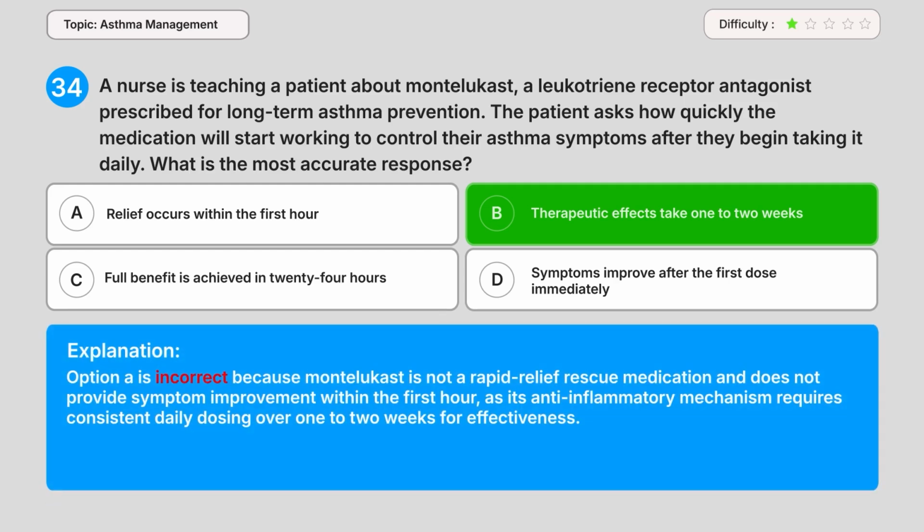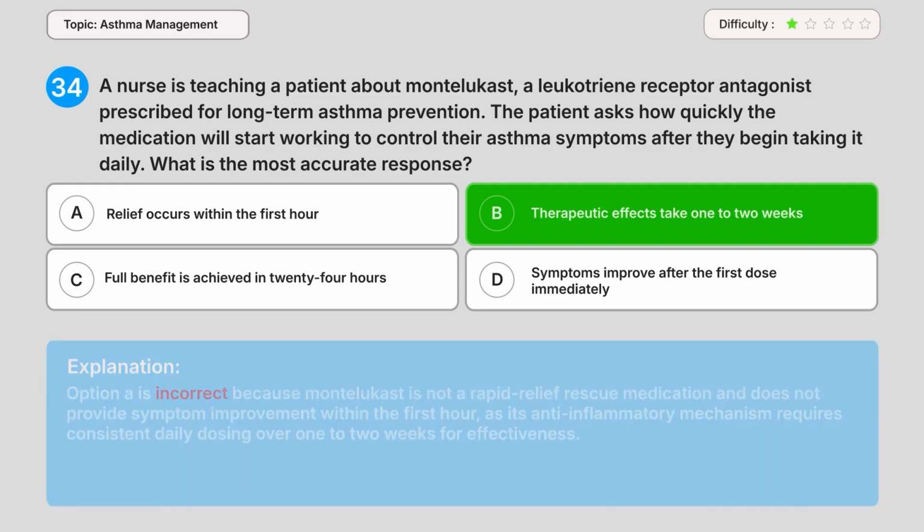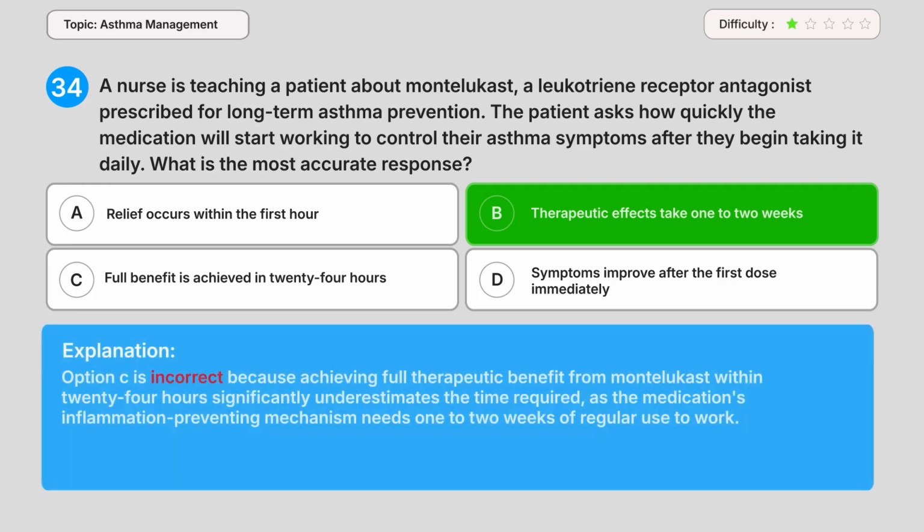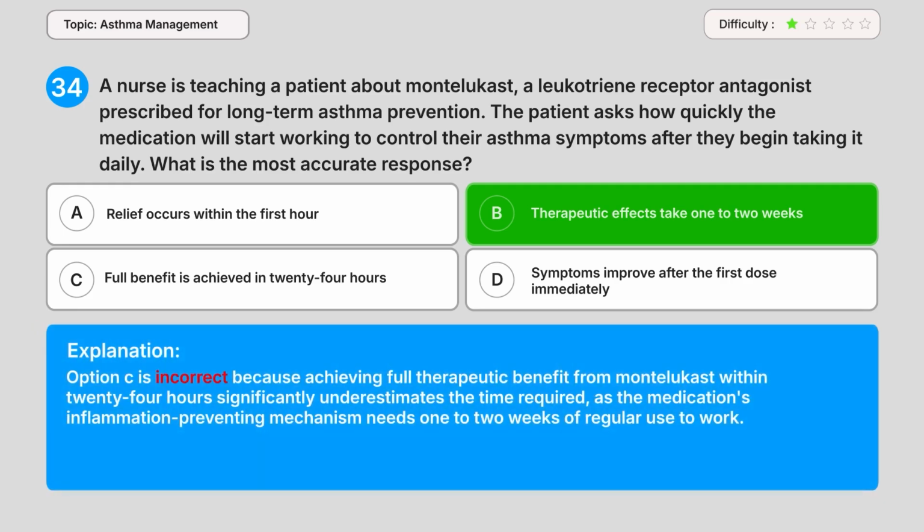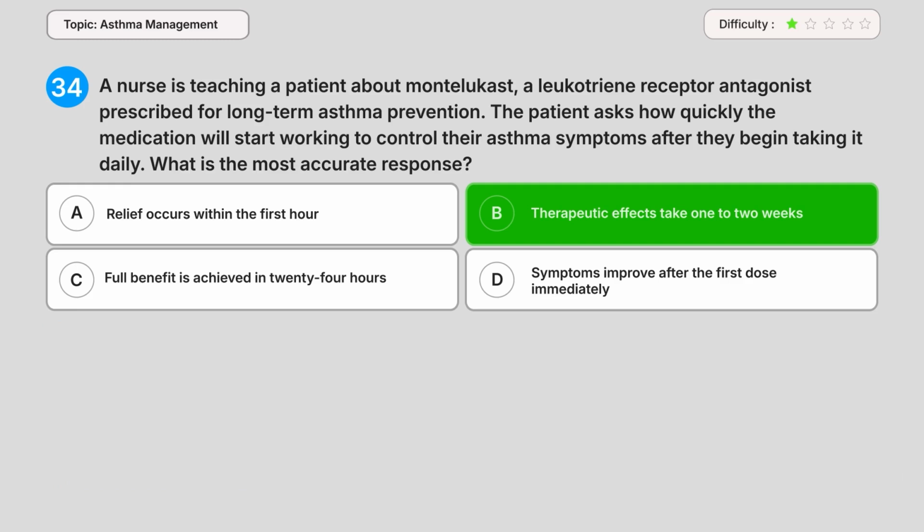Option A is incorrect because montelukast is not a rapid relief rescue medication and does not provide symptom improvement within the first hour, as its anti-inflammatory mechanism requires consistent daily dosing over 1 to 2 weeks for effectiveness. Option C is incorrect because achieving full therapeutic benefit from montelukast within 24 hours significantly underestimates the time required, as the medication's inflammation-preventing mechanism needs 1 to 2 weeks of regular use to work.